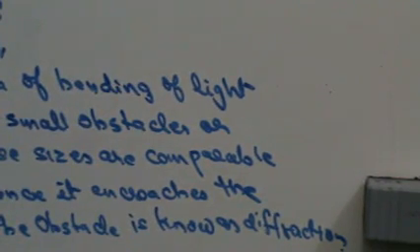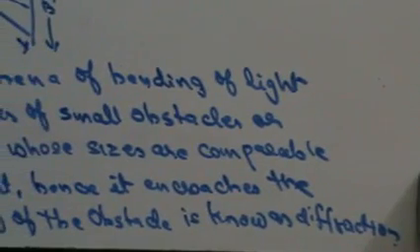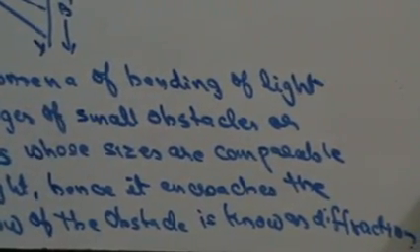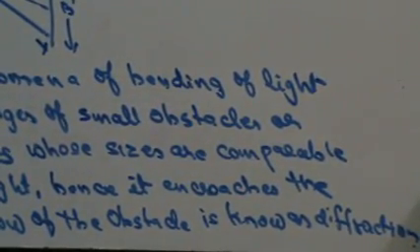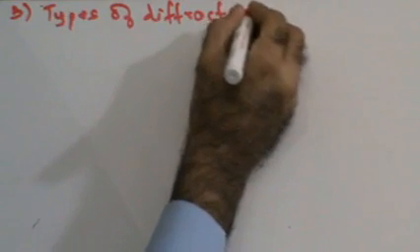So diffraction is the phenomenon of bending of light. In short, I can say the phenomenon of bending of light around sharp corners and edges is known as diffraction. Fine, do we get this thing here? So do we understand what is diffraction? Next, let's see what the different types of diffraction are. There are two different types of diffraction.